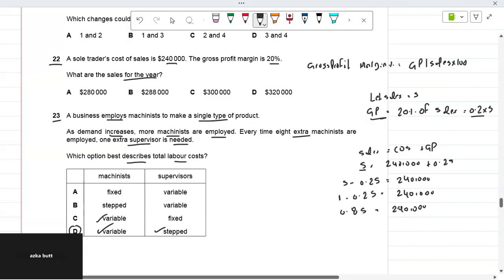Since we want to find out the S, we will make this the subject, and here this is multiplying, so it means that we'll transfer this here. So it will be divided by the cost of sales. It is 240,000 divided by 0.8, and this is equal to S is equal to $300,000.